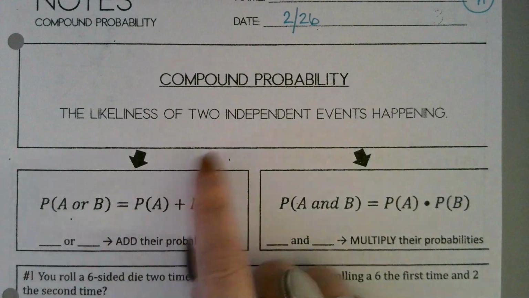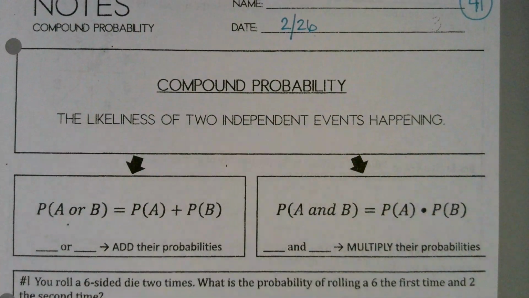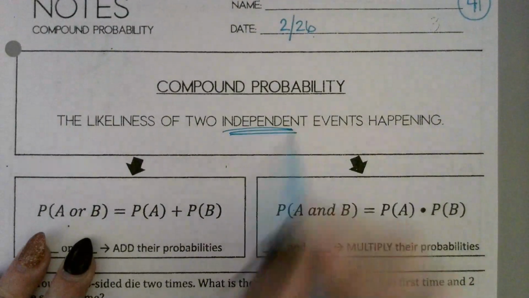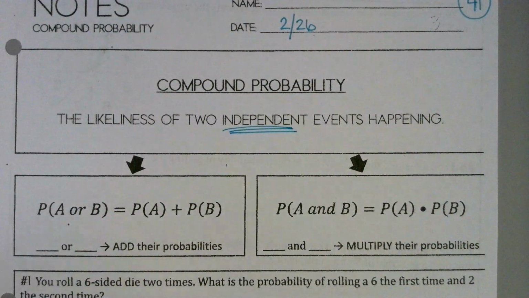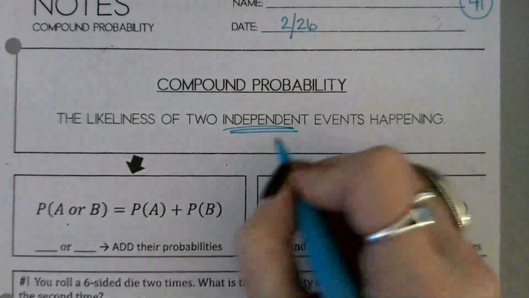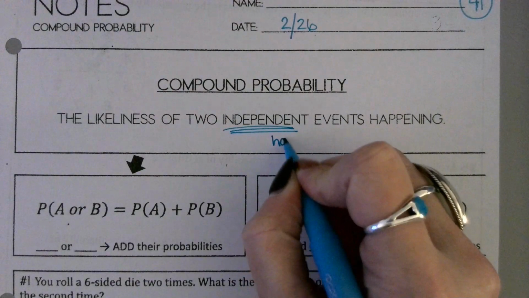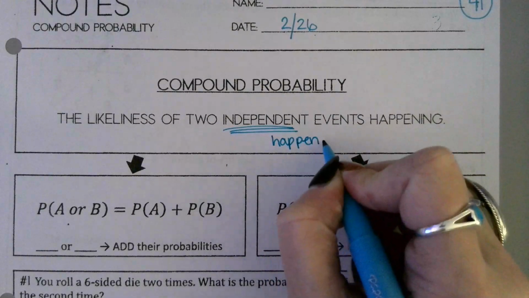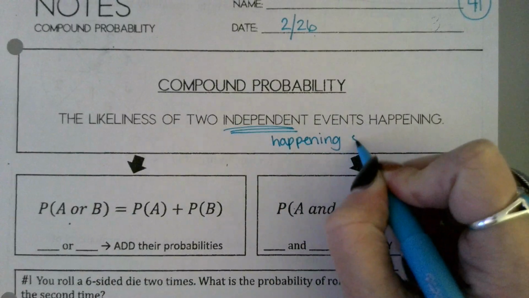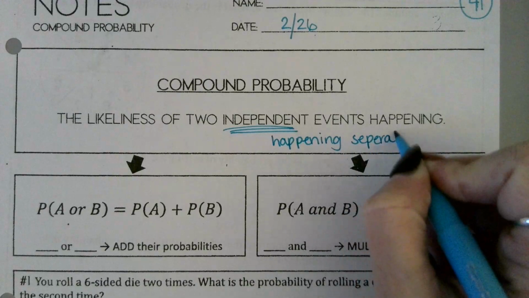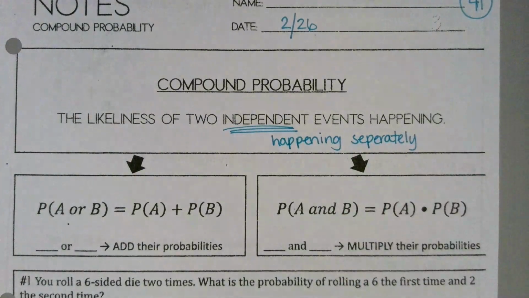the likeliness of two independent events happening. Go ahead and underline independent. In probability, independent events mean that these events are happening separately. The outcome of the second event does not depend on the outcome of the first event, unless it otherwise notes.